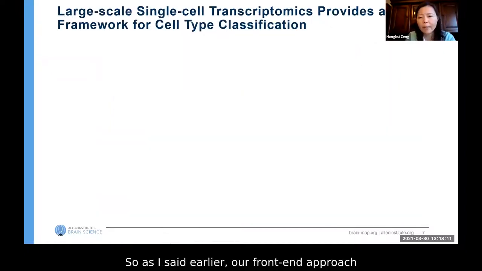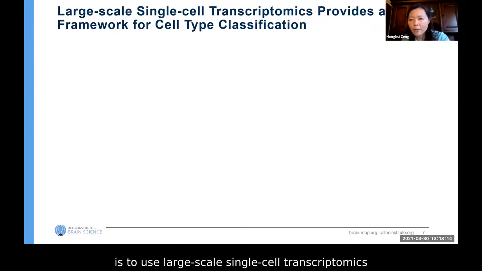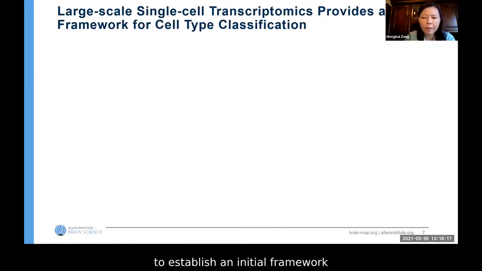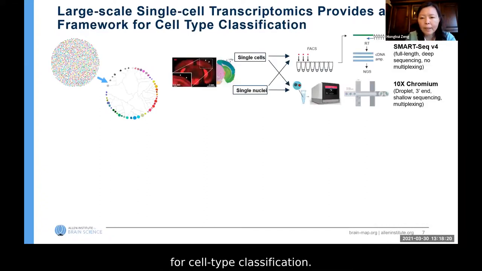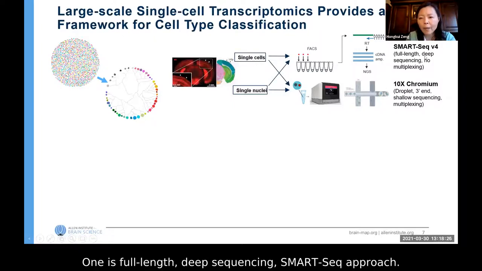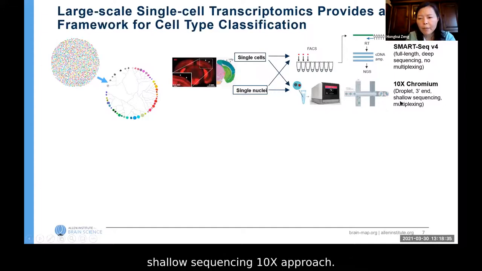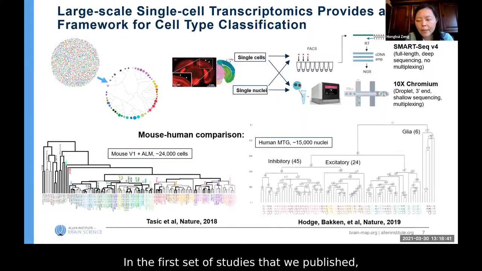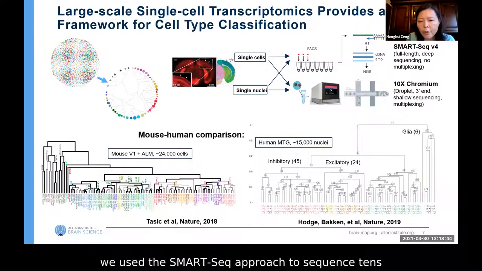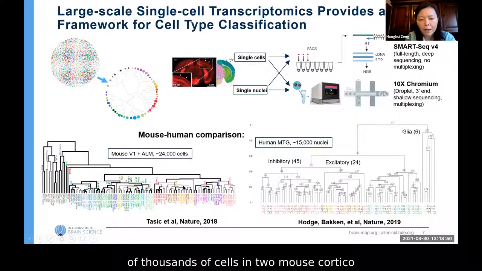So as I said earlier, our front-end approach is to use large-scale single-cell transcriptomics to establish an initial framework for cell type classification. At the Institute, we have established 2 separate pipelines to do this. One is the full-length deep sequencing SMART-seq approach, and the other is the highly scalable 3'-based shallow sequencing 10x approach. In the first set of studies that we published, we used the SMART-seq approach to sequence tens of thousands of cells in 2 mouse cortical areas and 1 human cortex.